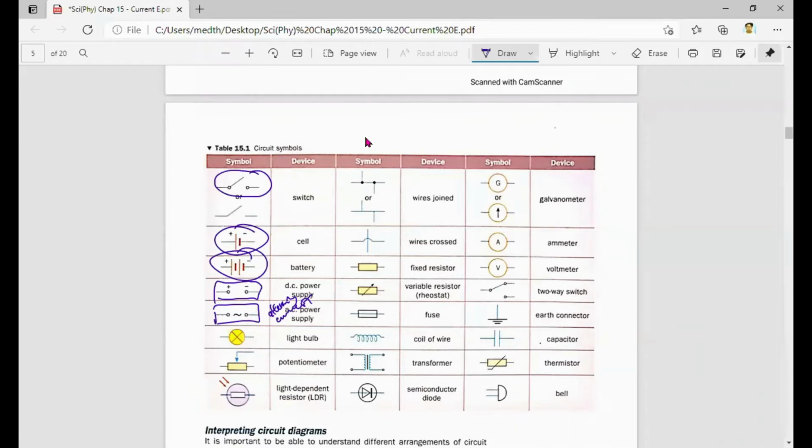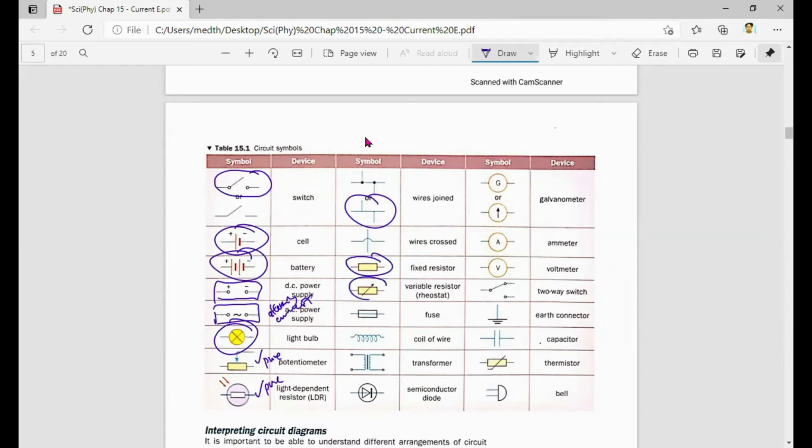Okay. Light bulb, definitely will need. Potentiometer, this one you tend to see it more for pure. Okay, but this one will need. This one, you also see it for pure. Combined, you don't really see it. For wires connected, normally we'll use this. Wires crossed, that means they don't touch each other. They just go over one another. We seldom use this. Okay, so not really.